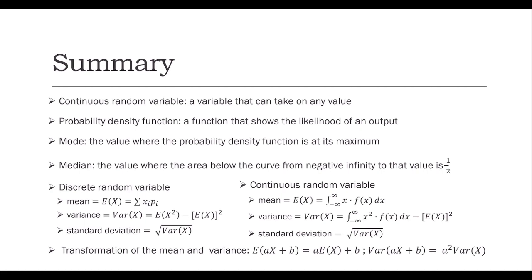For continuous random variables, your mean is the integral from negative infinity to infinity of x times f of x dx, and your variance is the integral from negative infinity to infinity of x squared times f of x dx minus your expected value of x, squared, and your standard deviation is the square root of that. For transformations of the mean and variance, when you transform your mean, you'll multiply it by the a value and add the b value, and when you transform your variance, you'll square your a value and multiply it by your initial variance.